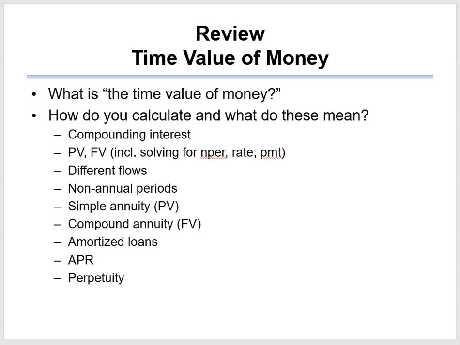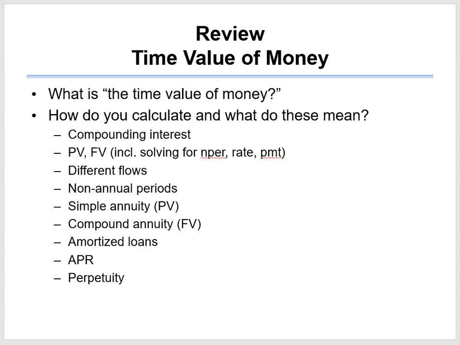So non-annual periods are, for example, bonds. Bonds pay interest twice a year, semi-annually. Mortgage payments are paid 12 times a year. So we can calculate that. Or interest on a CD might be calculated daily. And then you have 365 periods.